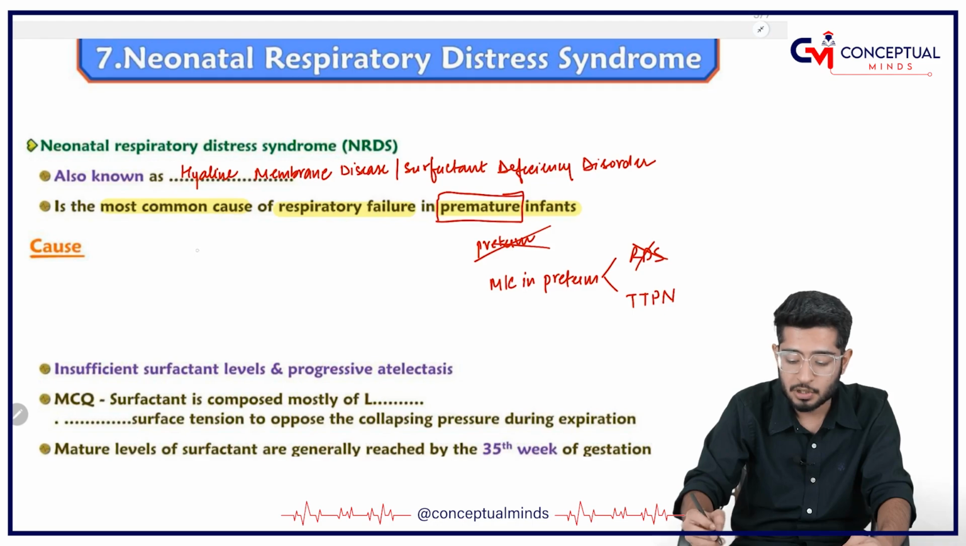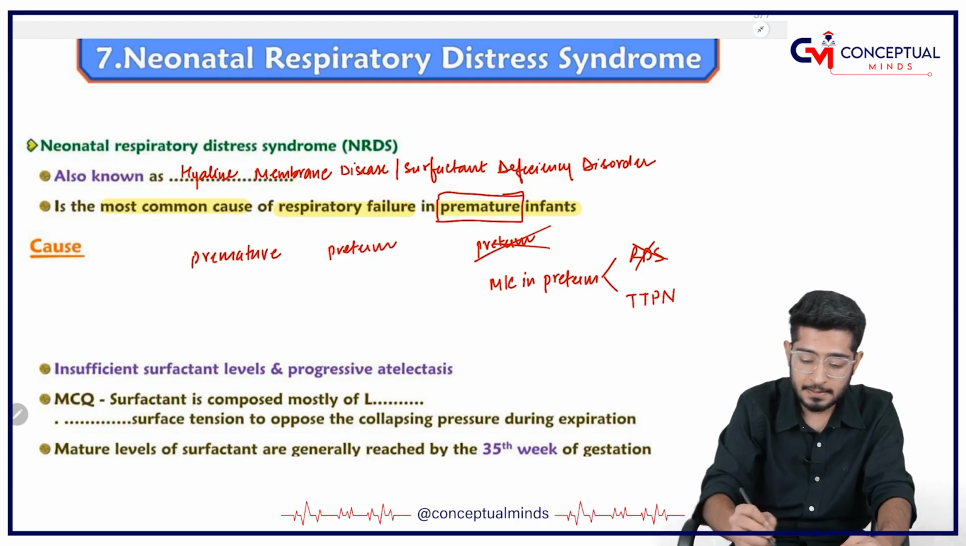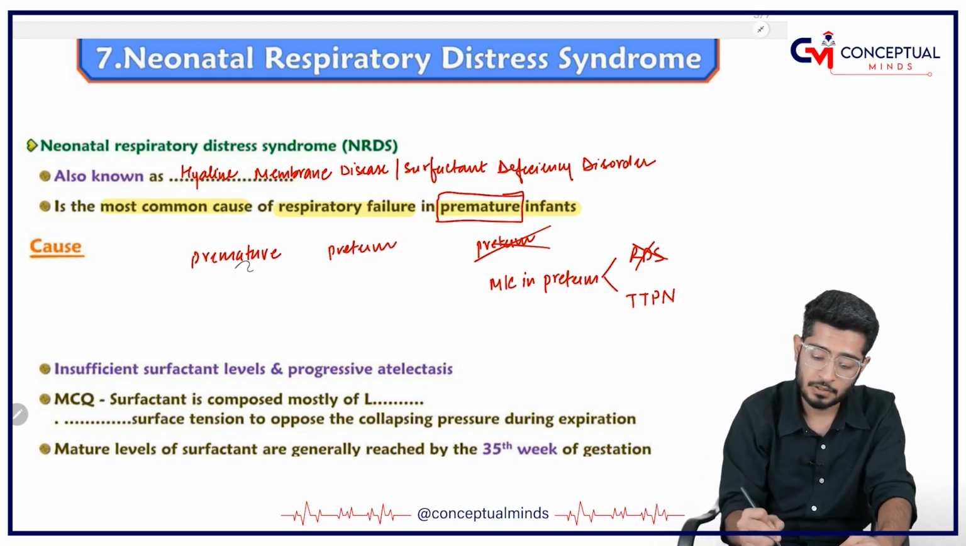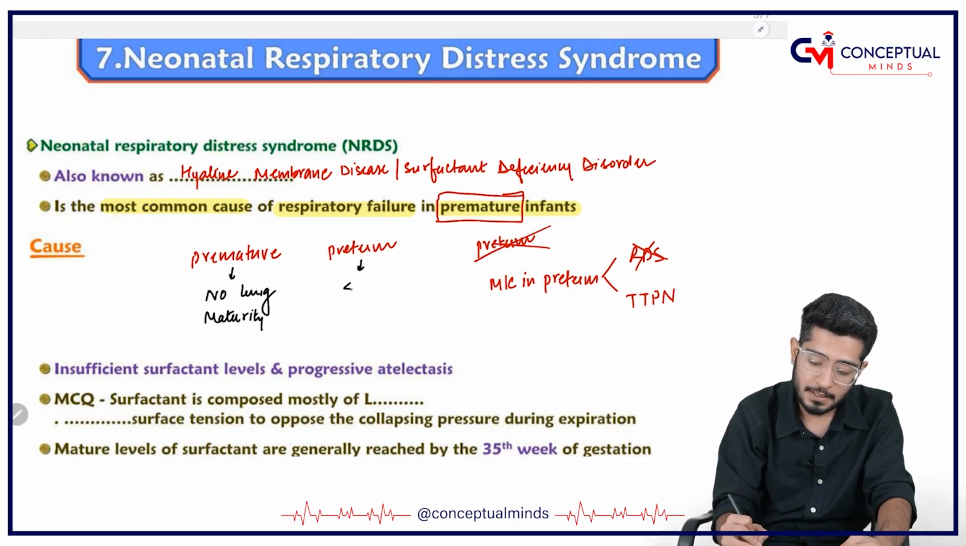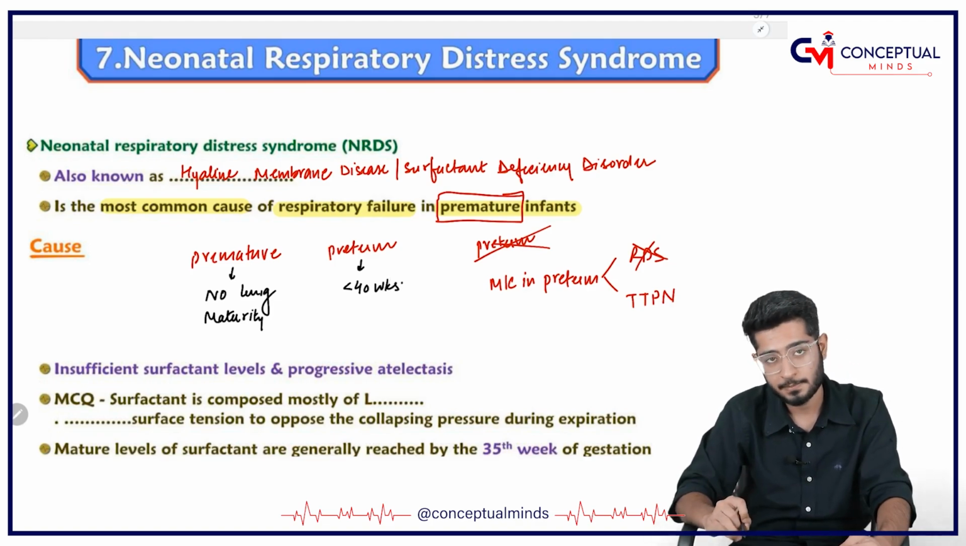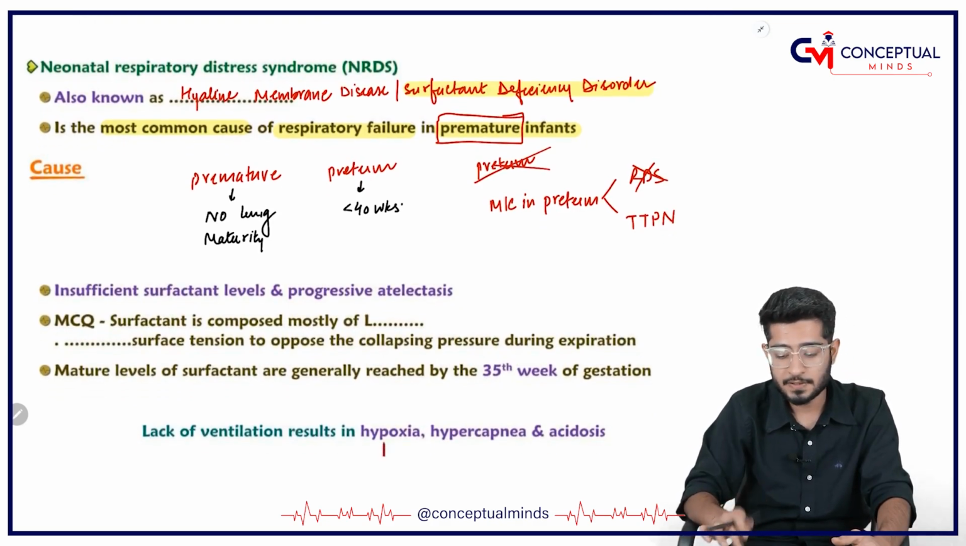Now, what is the difference between premature and preterm? The difference is that premature has less or no lung maturity. If the lung is not matured, it is called a premature baby, and preterm means less than 40 weeks. So, what is the cause? I have told you it is also called surfactant deficiency disorder.